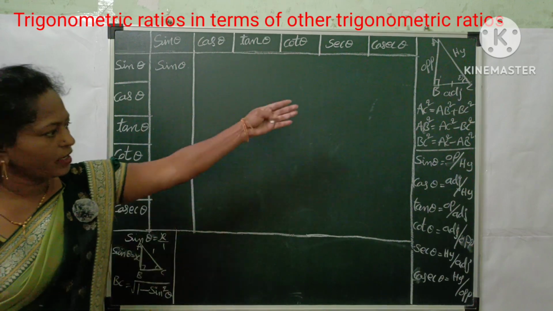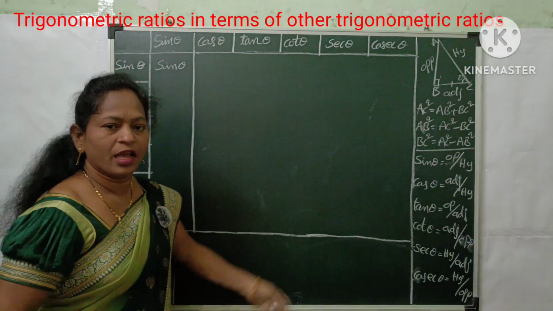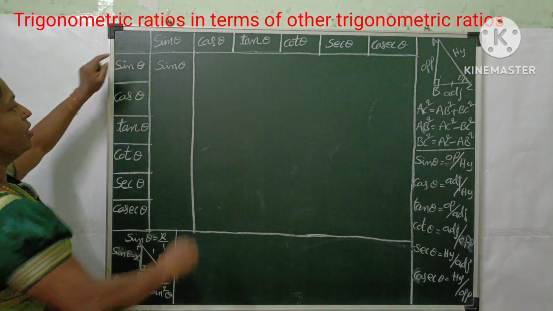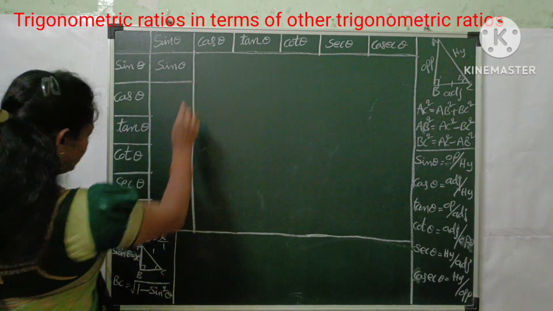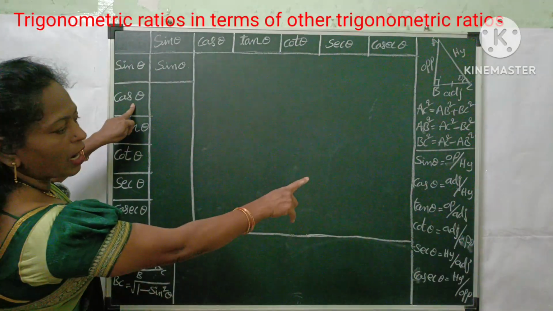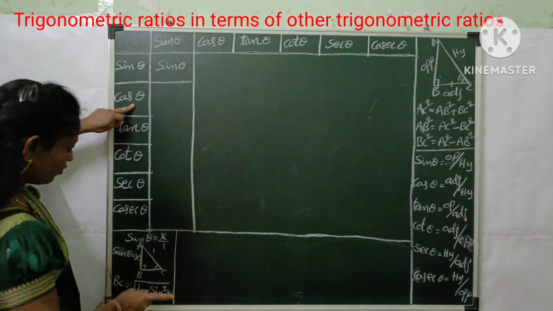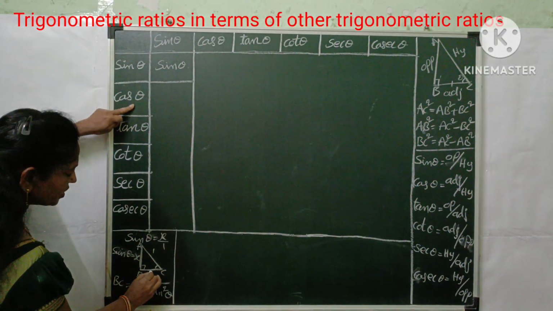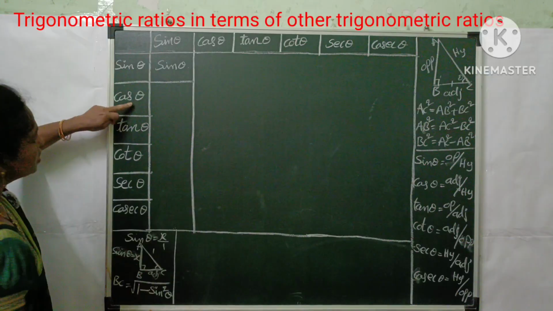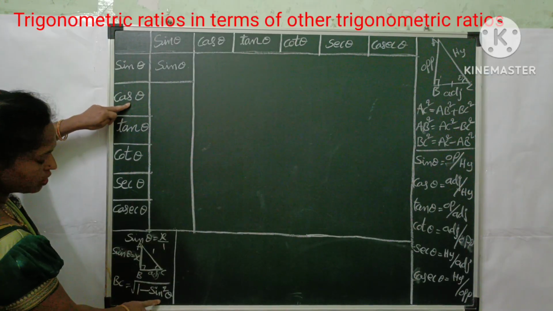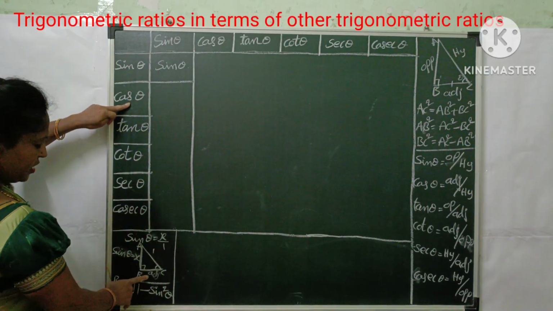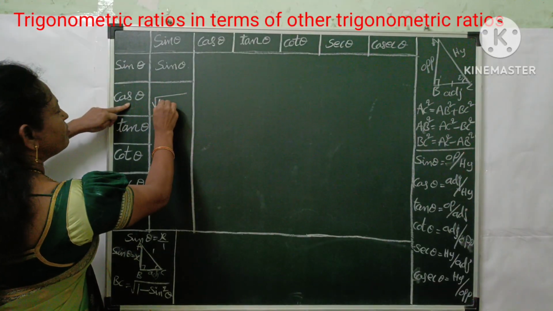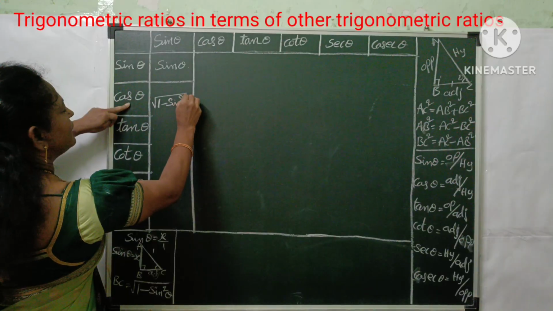Now write the six trigonometric ratios for this condition. I have already written it clearly here. Cos in terms of sin: what is the cos ratio? Adjacent by hypotenuse. Here the adjacent side is BC. So adjacent by hypotenuse, with hypotenuse 1, means the same: the square root of 1 minus sine square theta.